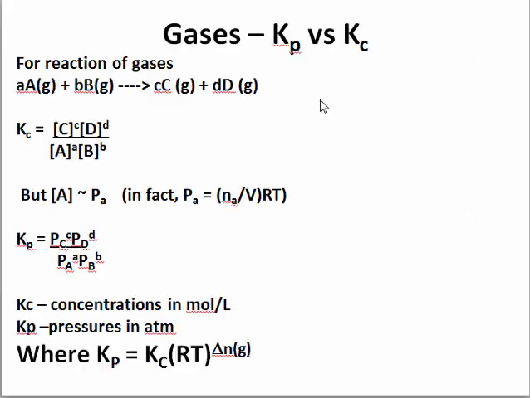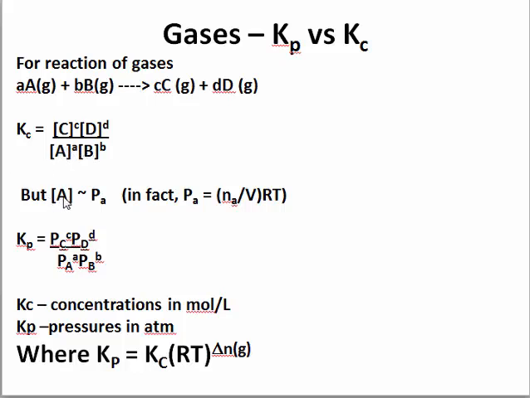Alright, let's move on to consider equilibrium constants for reactions involving gases. Here I've written a reaction for gases. We've seen this way of writing reactions before, where reactants and products are capital letters, and stoichiometric coefficients are small letters. We've already seen that K is equal to Q, which is a ratio of product concentrations raised to exponents over reactant concentrations raised to exponents.